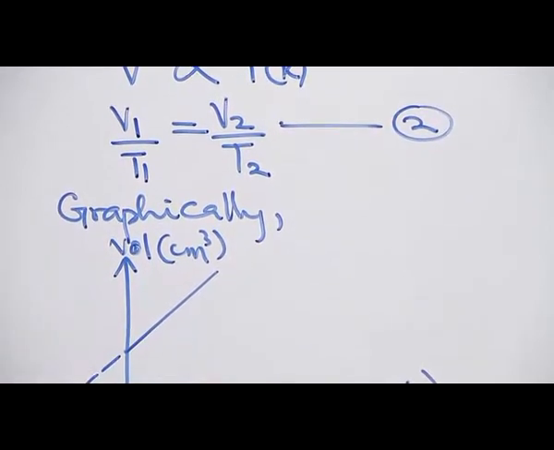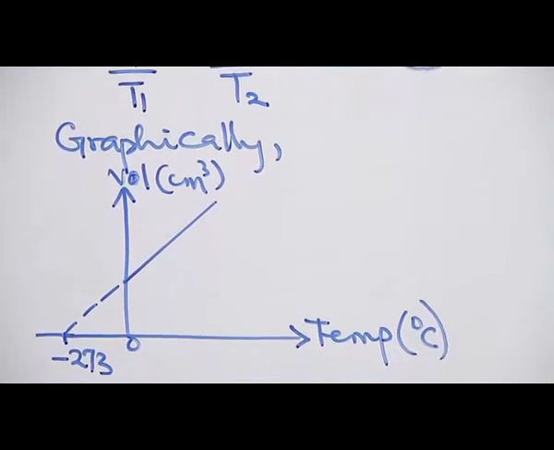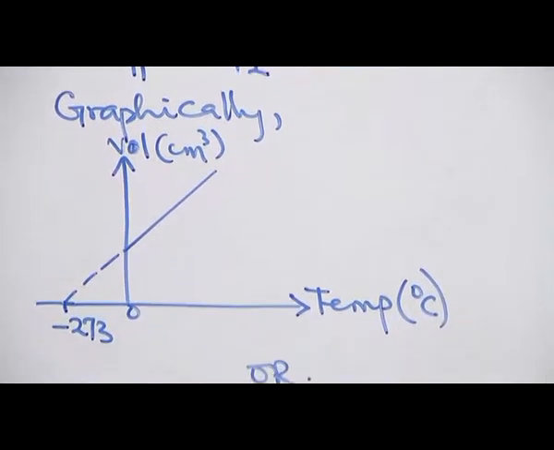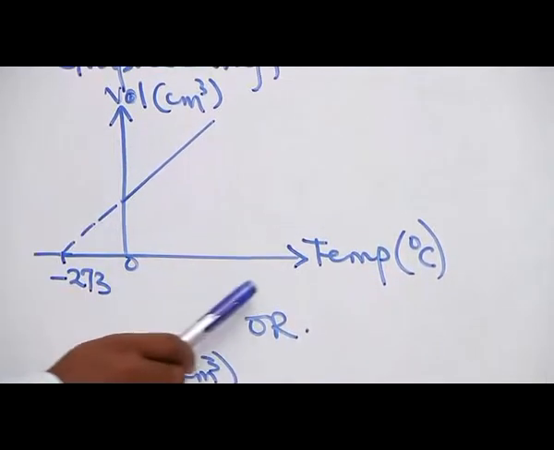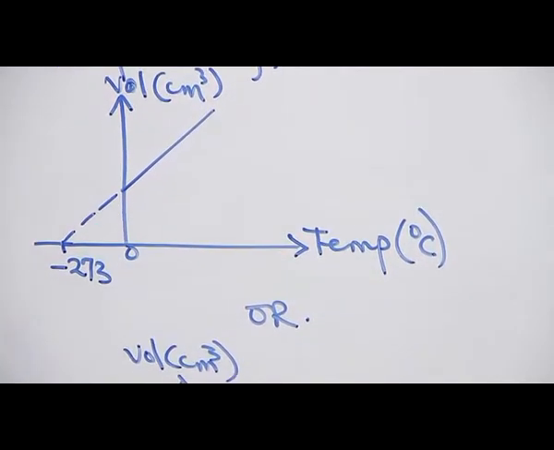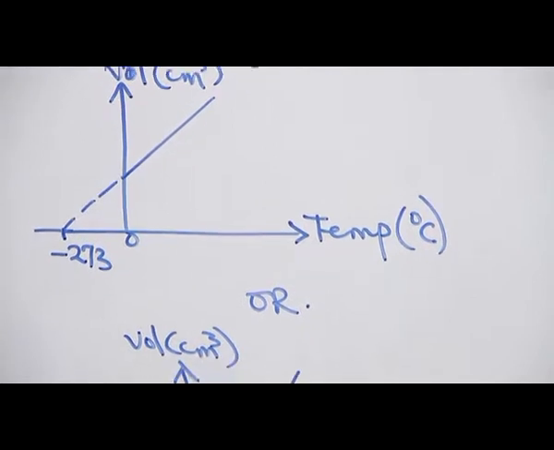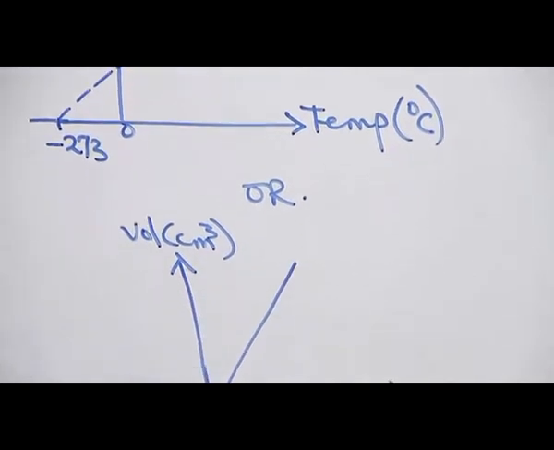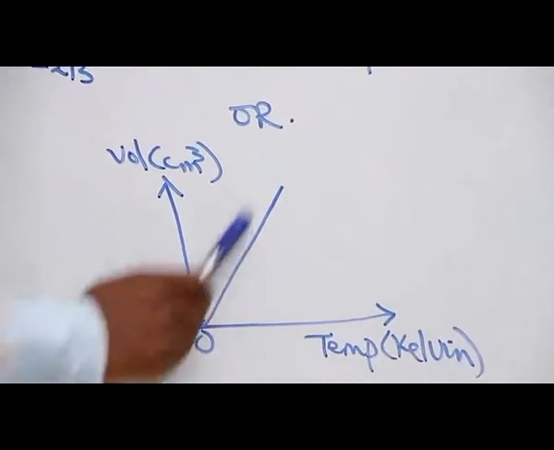Charles' law is represented graphically as shown below. If it's volume against temperature in degrees Celsius, the graph will look like this. But if it's volume against temperature in Kelvin, then it will start from the origin.